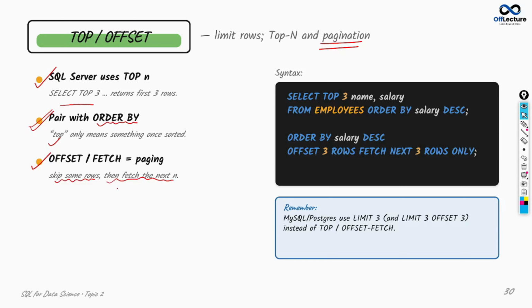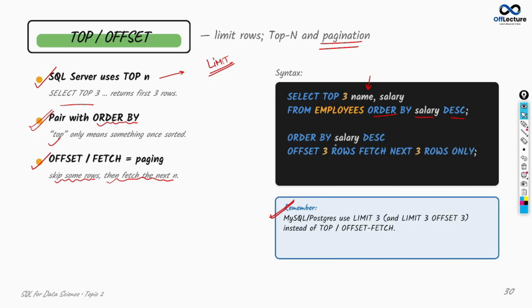Note that MySQL and PostgreSQL do the same job with limit instead of what you are doing with top in SQL Server. In MySQL and PostgreSQL, limit does the same thing. Okay, you can see here, the syntax will be very easy. We will write select top 3 name comma salary from employees order by salary descending. So what it will do is it will give you the top 3 employees from your organization who have the highest salary.